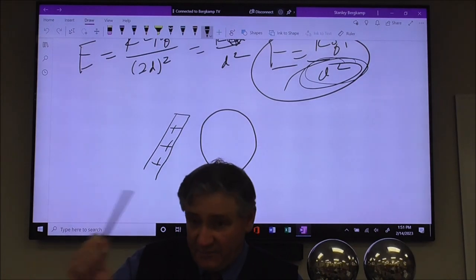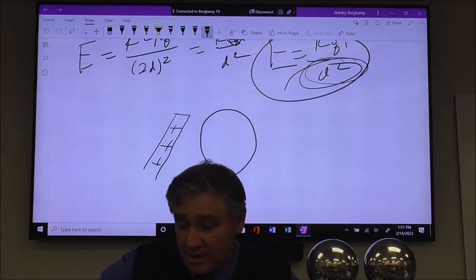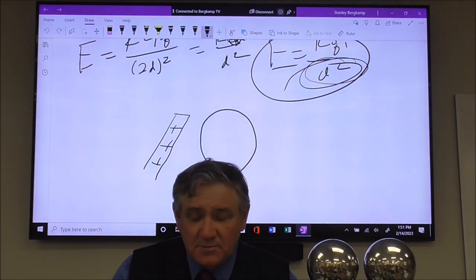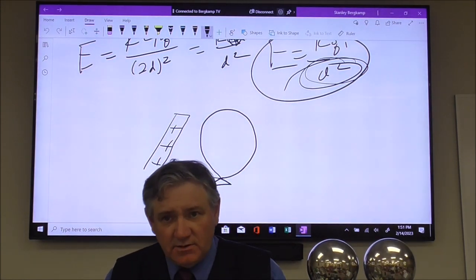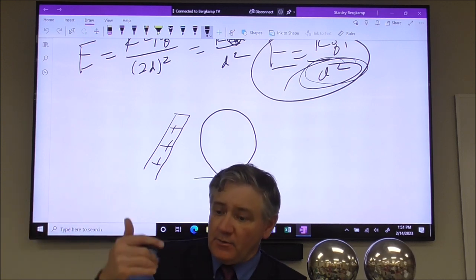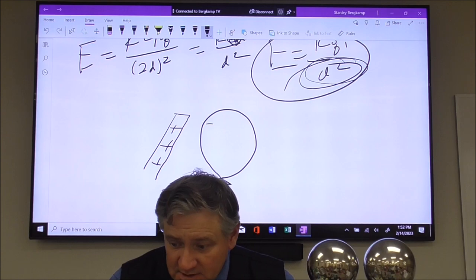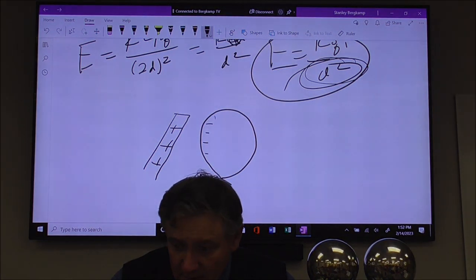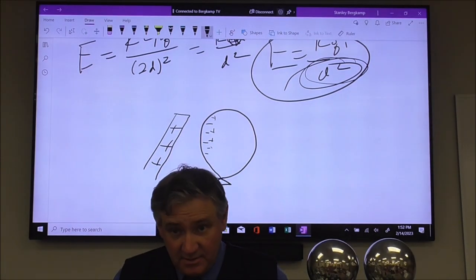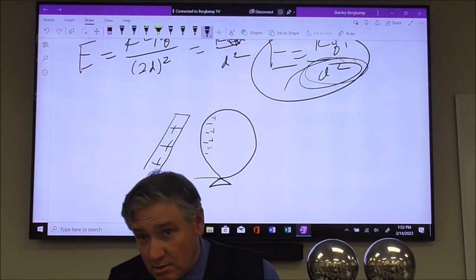So if this is positively charged and that balloon is neutral, I bring it here. What are the chihuahuas going to experience? What do they want to do? They want to move towards the positive. So this side is going to have more negative charges than positive. And then the opposite side is going to have more positive than negative.